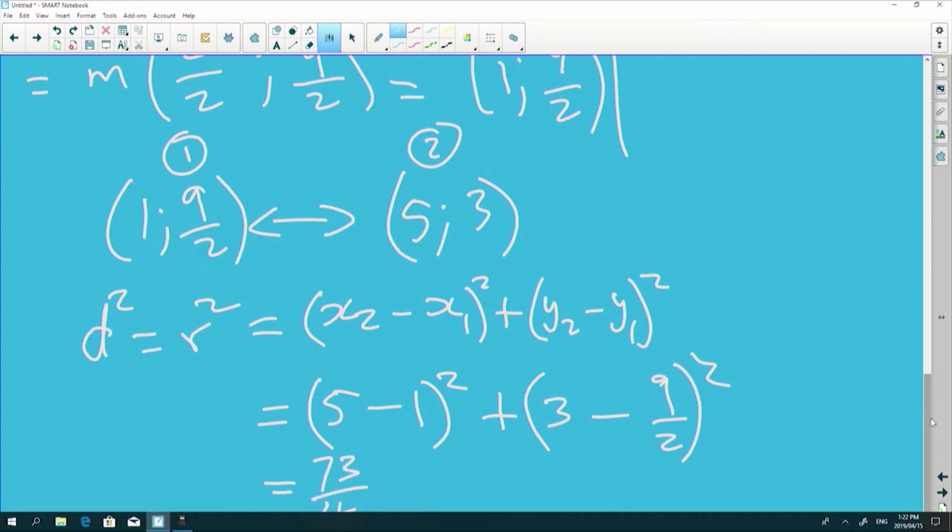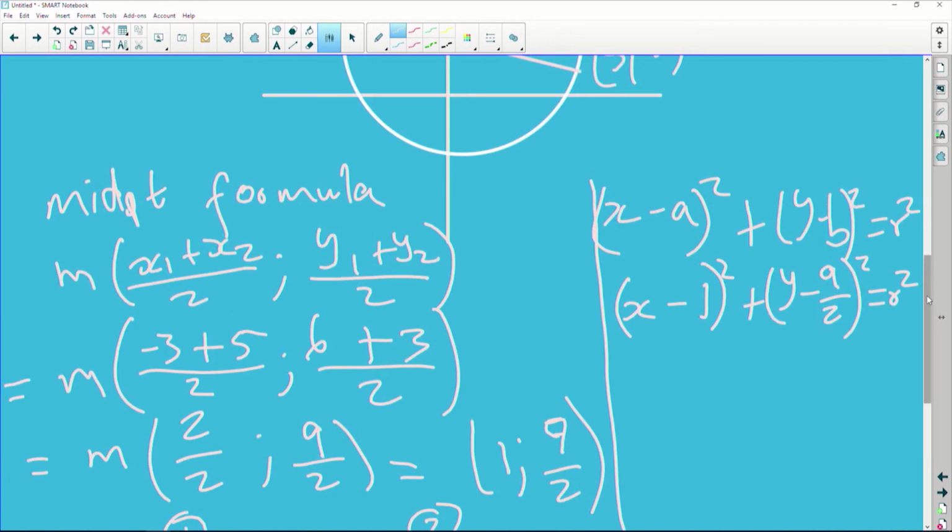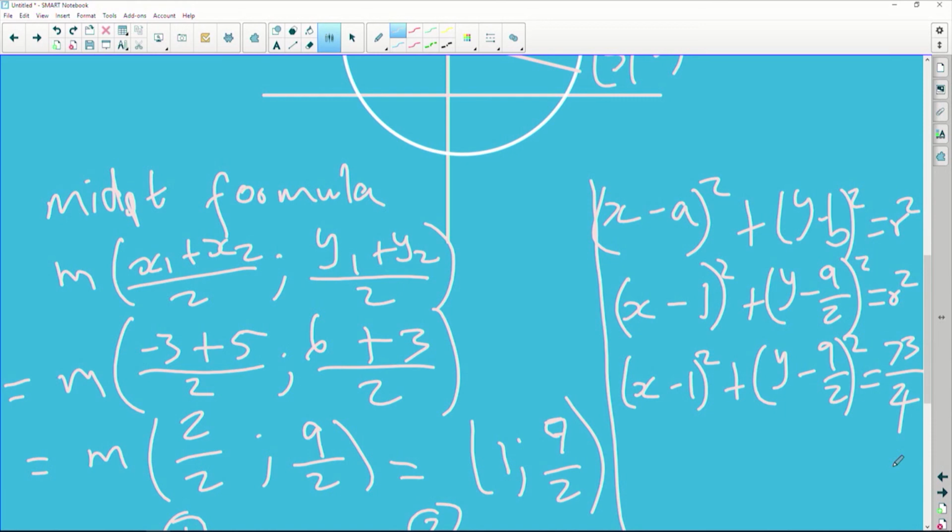So let's just go back to what we're dealing with up here. Now to substitute this in total, it will be x minus 1 all squared plus y minus 9 over 2 squared is equal to 73 over 4. And that will be the equation.